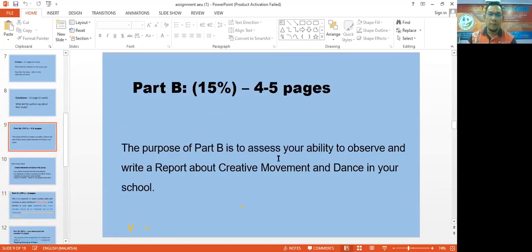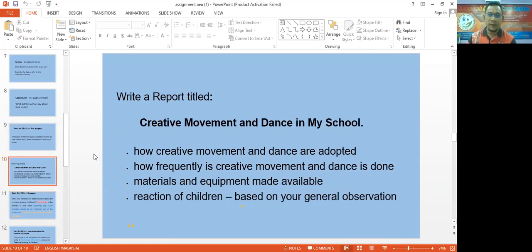Okay, for part B, just write a report. There is no set format for the report, but you can refer to any report. You can Google any report format for you to refer to. The topic is creative movement and dance in my school.